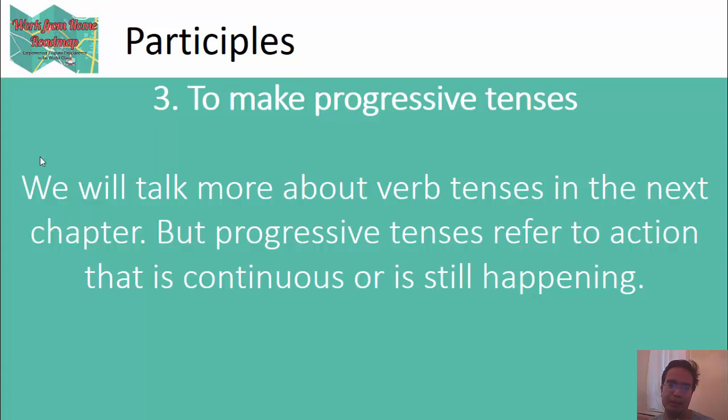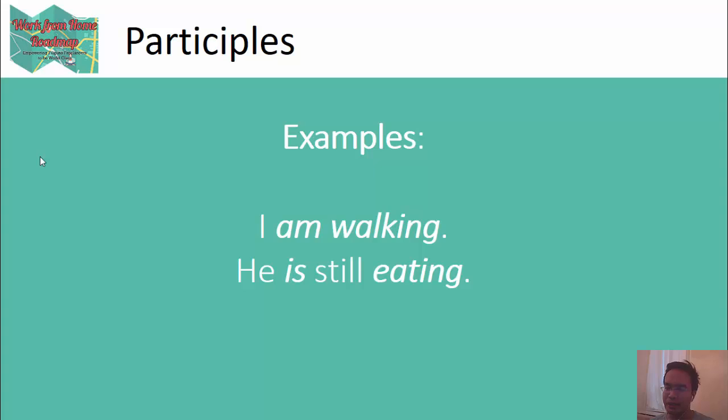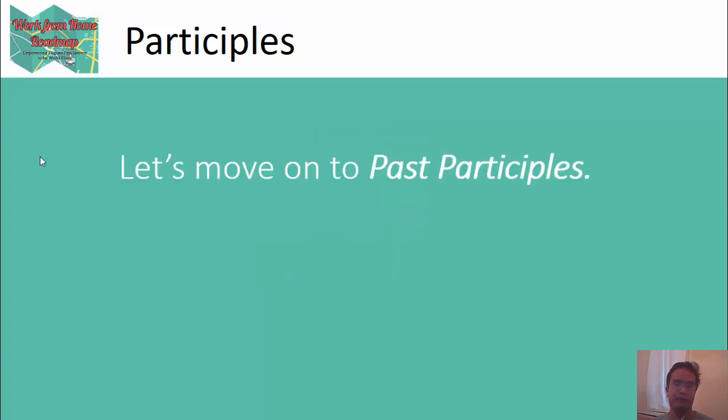The third way that present participles can be used is to make progressive tenses. We will talk more about verb tenses in the next chapter, but progressive tenses refer to action that is continuous or is still happening. Some examples: I am walking. He is still eating. Let's move on to past participles.